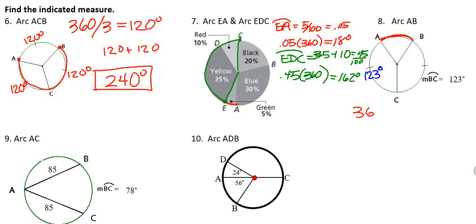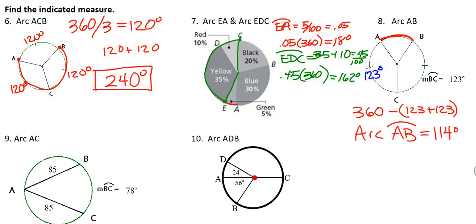So I'm going to do 360 minus 123 plus 123. Well, 123 plus 123 is 246. So we're going to actually subtract the 246 from the 360, and that means arc BC, I'm sorry, AC, yeah, AB, my bad, arc AB is equal to 114 degrees.